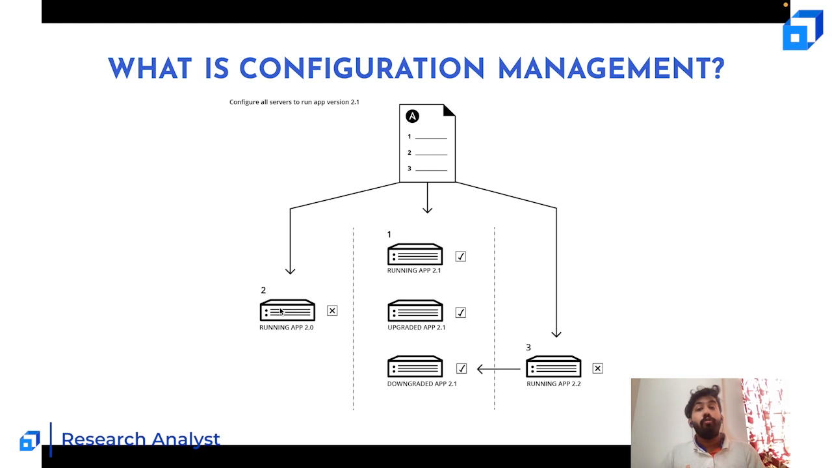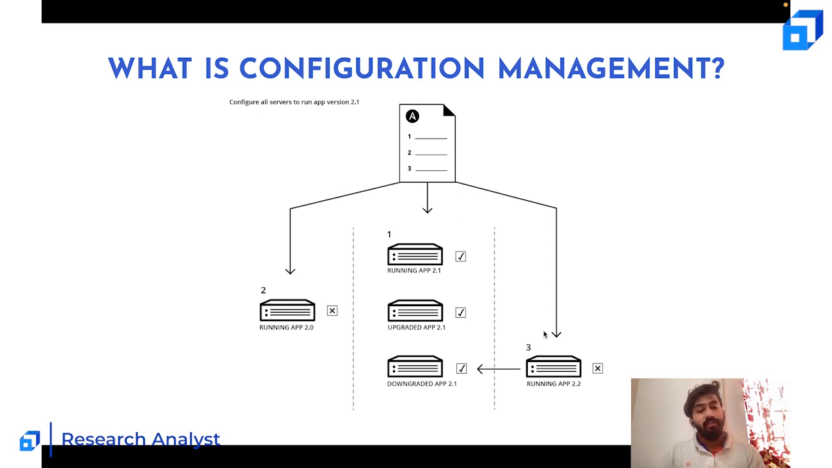Okay, so there is a 2.0 version and there's a 2.2 version, but they want every single server to run the 2.1 version. Currently there is already a server which is running the app 2.1. So, tick. And second, there is an app which is running 2.0, the previous version. So this configuration file will go back there and upgrade this server into running version 2.1.